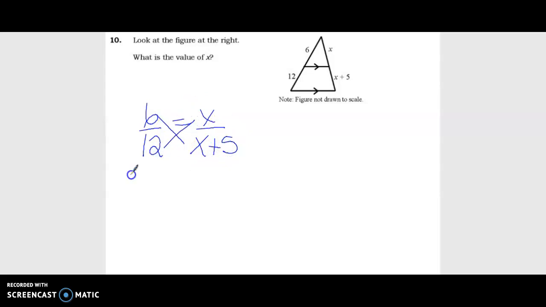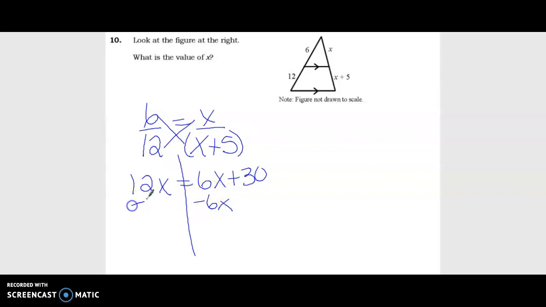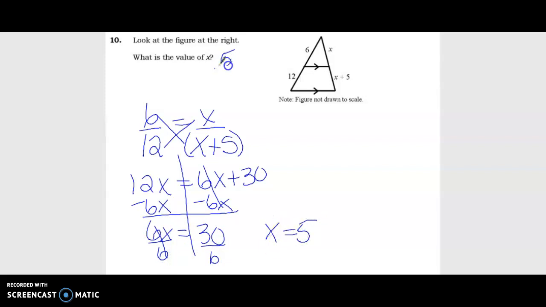Cross multiply. Make sure that when you cross multiply here, you're giving the 6 to the 5 as well. Go ahead and solve. Move your like terms together. Then we find that x has a value of 5. So this would be 5, and this would be 10. 6 divided by 12 is half. 5 divided by 10 is half. You know that the proportions are equal.